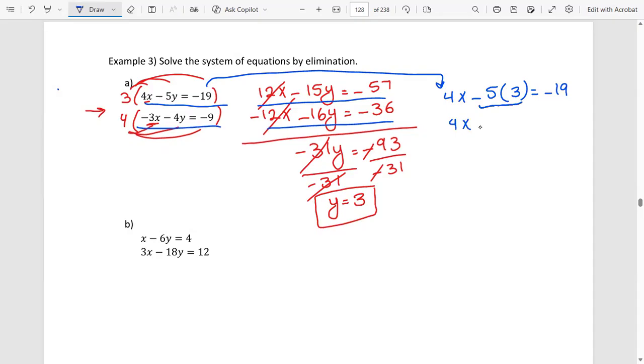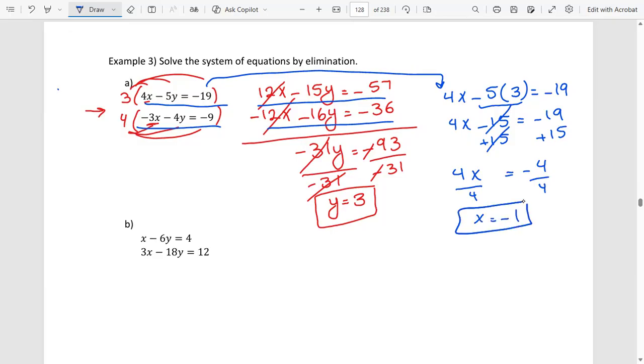Negative 5 times 3 is negative 15. To isolate the x, I have to add 15 to both sides. Then divide by 4. And that's it. Now we have the solution. x is negative 1, y is 3.